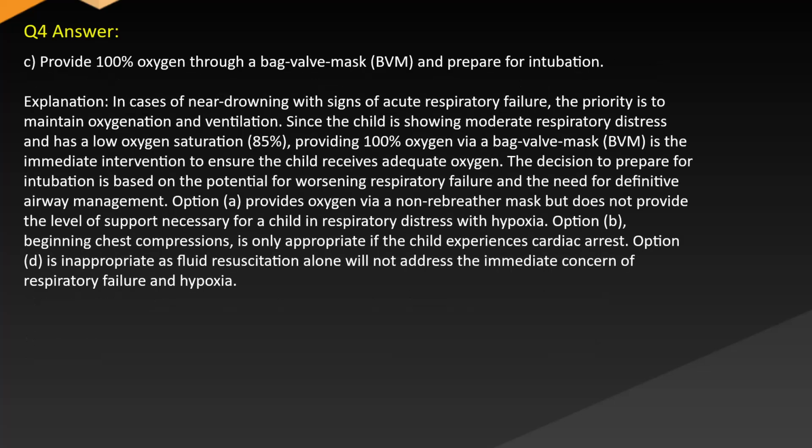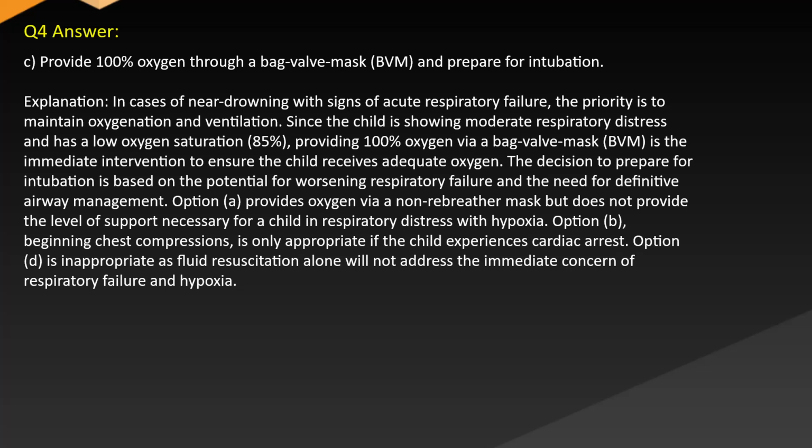Answer: C. Provide 100% oxygen through a bag valve mask, BVM, and prepare for intubation. Explanation: in cases of near drowning with signs of acute respiratory failure, the priority is to maintain oxygenation and ventilation. Since the child is showing moderate respiratory distress and has a low oxygen saturation, 85%, providing 100% oxygen via a bag valve mask, BVM, is the intervention to ensure the child receives adequate oxygen.